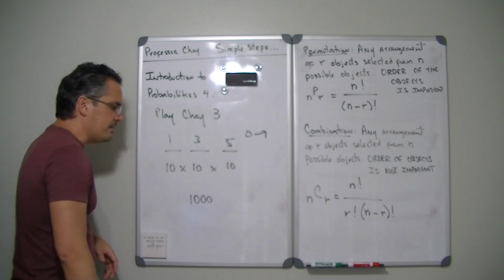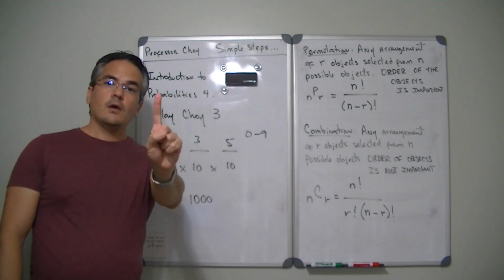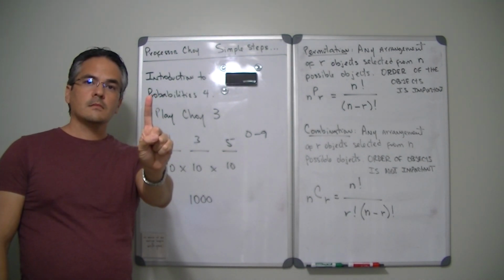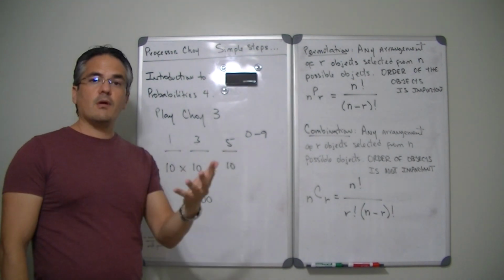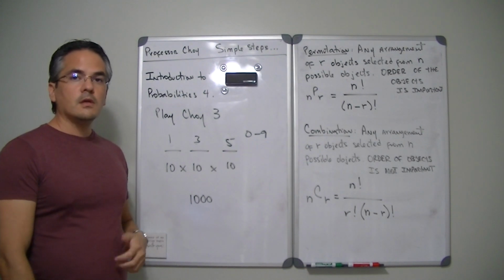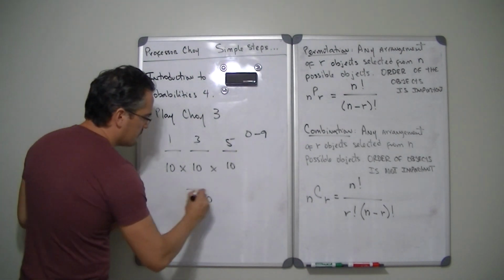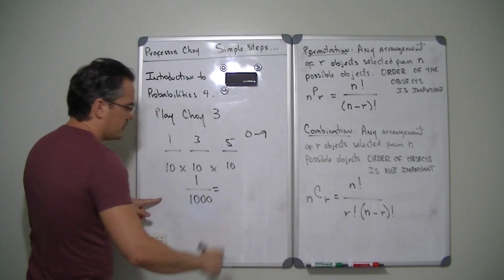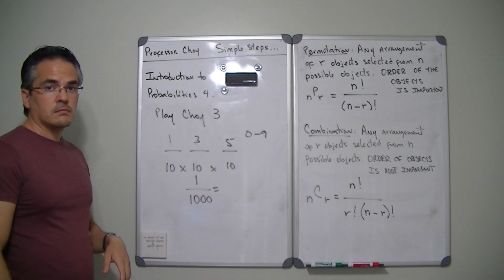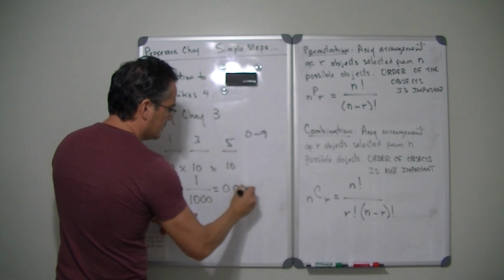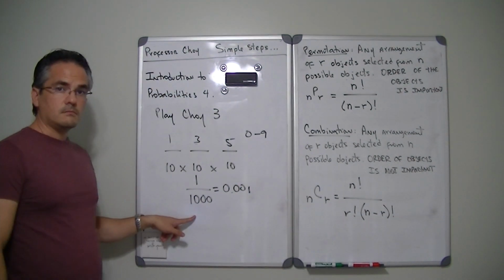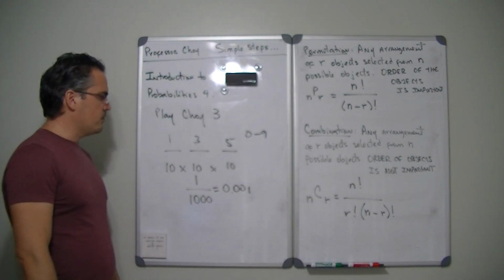All right, now imagine that somebody asks you, let's say you buy one ticket. All right, so you buy one ticket and you play this. Then what is the probability that you're going to win? Well, the probability you're going to win is 1 over 1,000. And 1 over 1,000 is 0.001. That is your probability of winning.